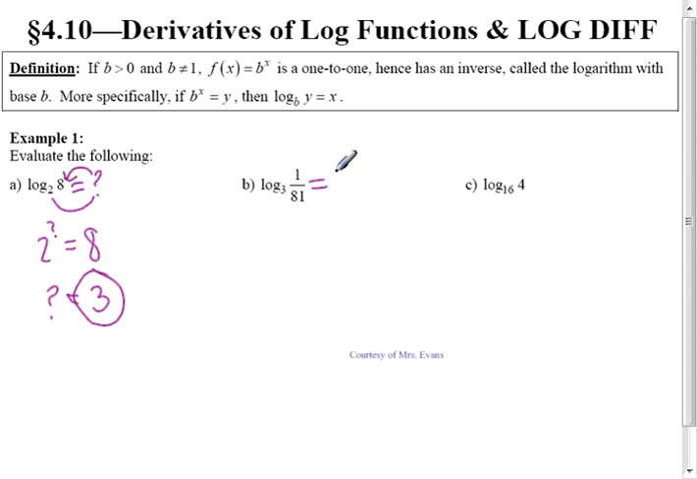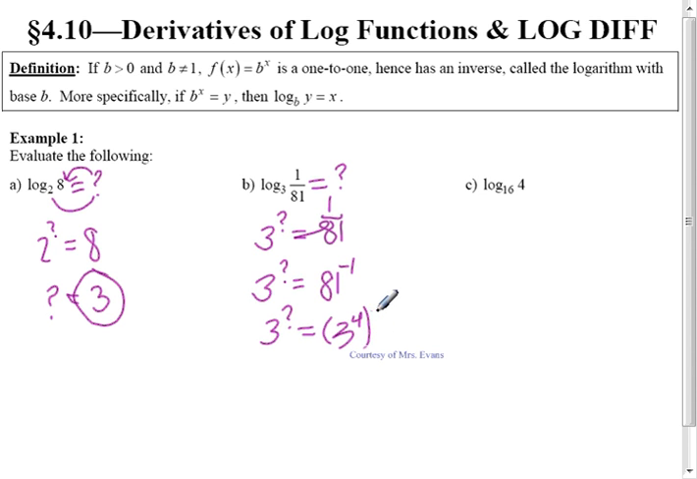Okay, this one, 3 to what power equals 81? Or 1 over 81. So I could flip that over. 3 to what power equals this, and keep going. I can rewrite 81 as 3 to the 4th, to the negative 1st, so the question mark here is going to be equal to negative 4. So this logarithmic expression, log base 3 of 1 over 81 equals negative 4.